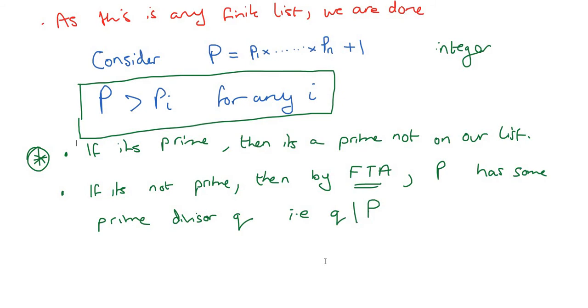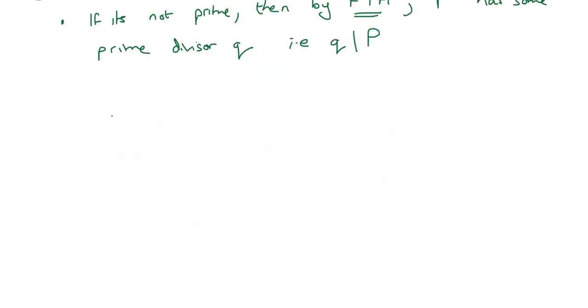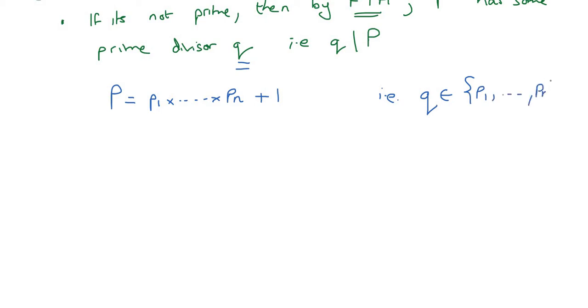Right, what about the case when it's not prime? Let's remind ourselves of what p is. Well, it's p1 times all the primes, and then you add 1 to the end. Now, because we have a finite list of primes, this q must be one of the primes in our list, i.e., q is in our list of primes, p1 up to pn.